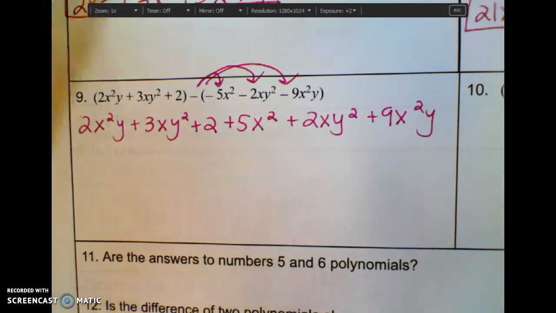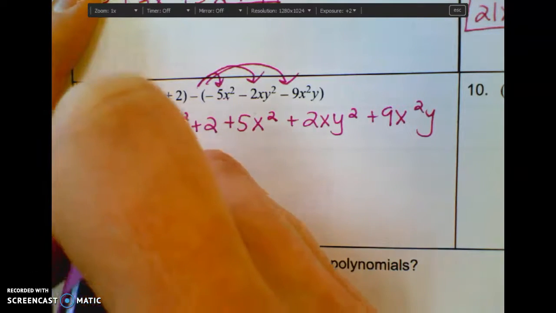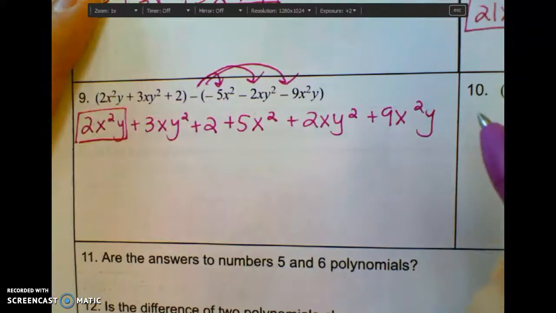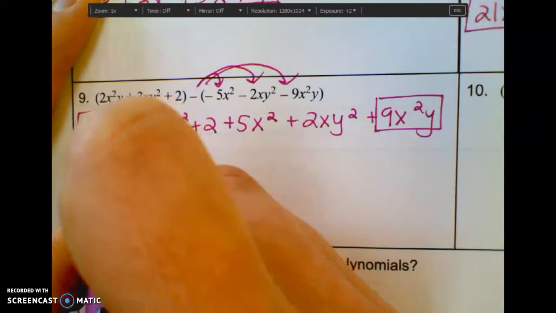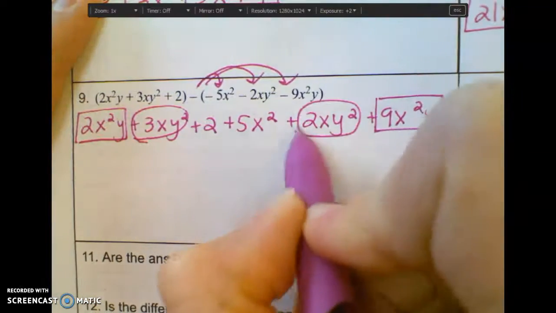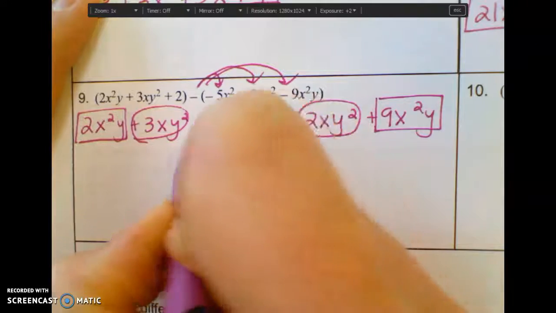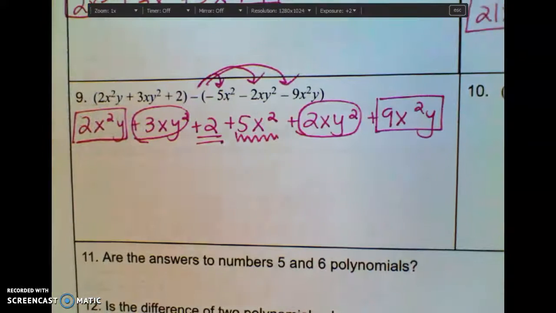And now we need to combine our like terms. So 2x squared y, we can add that with 9x squared y. 3xy squared can be added with 2xy squared. And then the 2 has nothing to add to. 5x squared has nothing to add to. So let's go ahead and add them up.